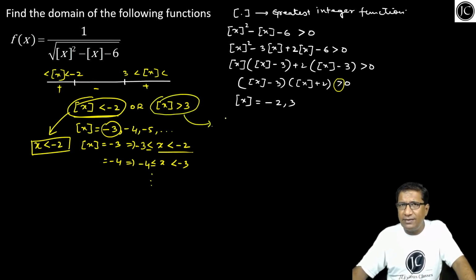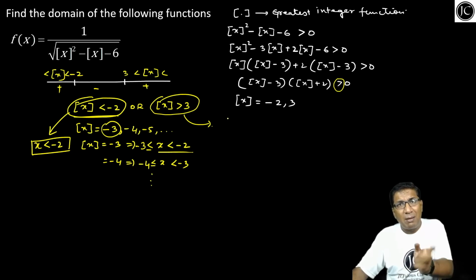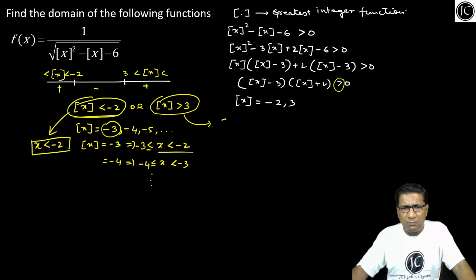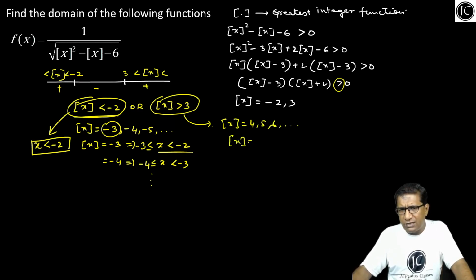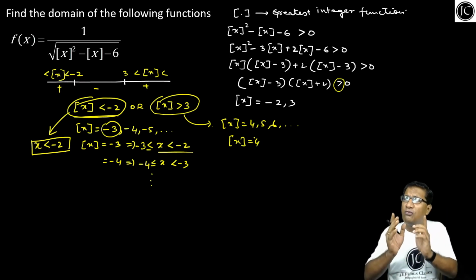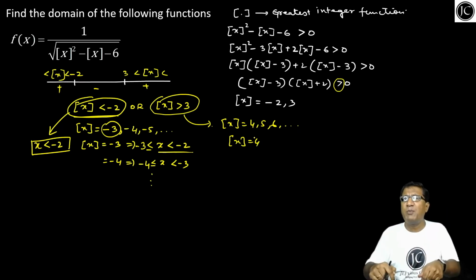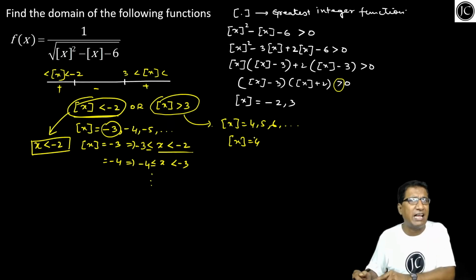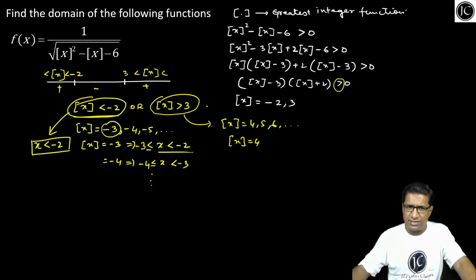Box x is greater than 3. Box x is an integer, but greater than 3. So the first value that box x can take is 4. Then 5, then 6, and so on. Now, when box x is 4, this we have all done in special function. जो वो video नहीं देखे हो, link has been given in the description. Go and check that video for the special functions.